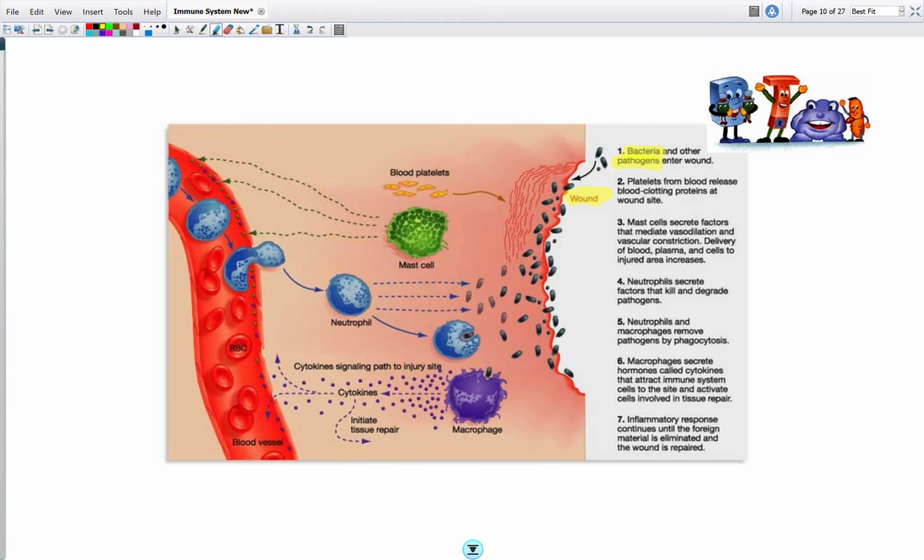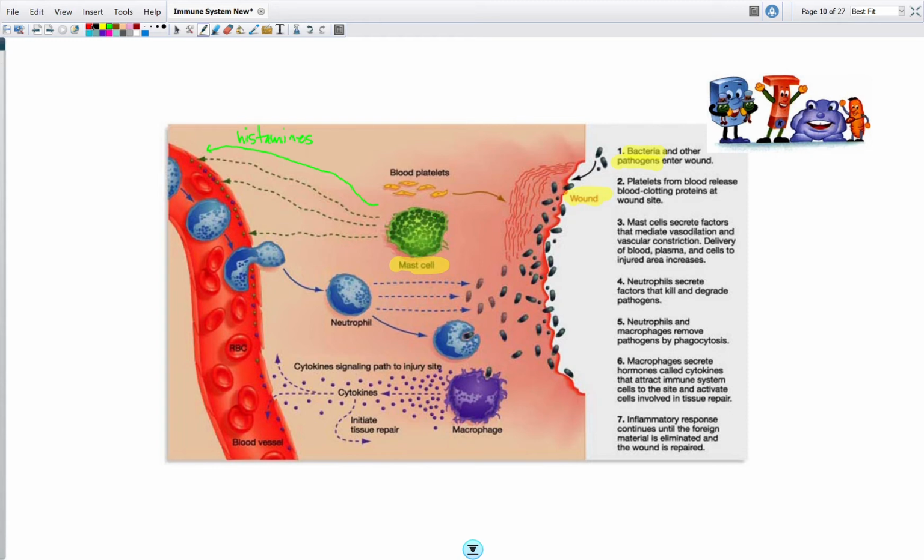And so immediately what happens is mast cells are alerted to this entrance of bacteria, of antigens into the body. The first line of defense has been breached. And so what happens is all of these mast cells, which lie underneath the surface of the skin, begin to release histamines and prostaglandins. And what the histamines do is they cause this local swelling to occur.